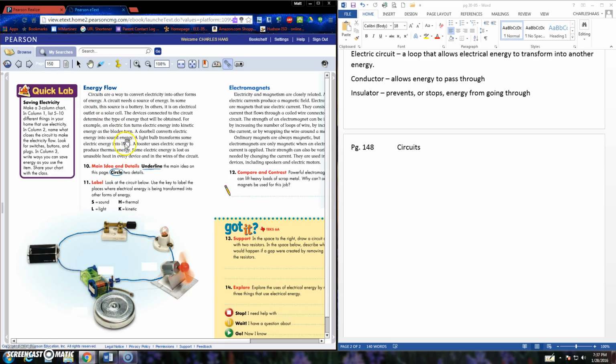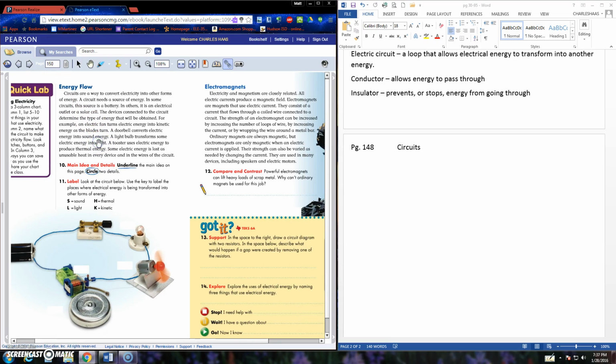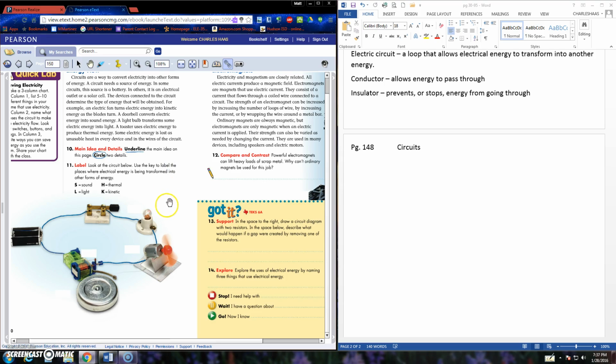Page number 149. Circuits are a way to convert electrical energy into other forms of energy. A circuit needs a source of energy. This is usually the battery. So here's another one. Circuits don't connect just to lights. Circuits can also connect to little bitty motors.